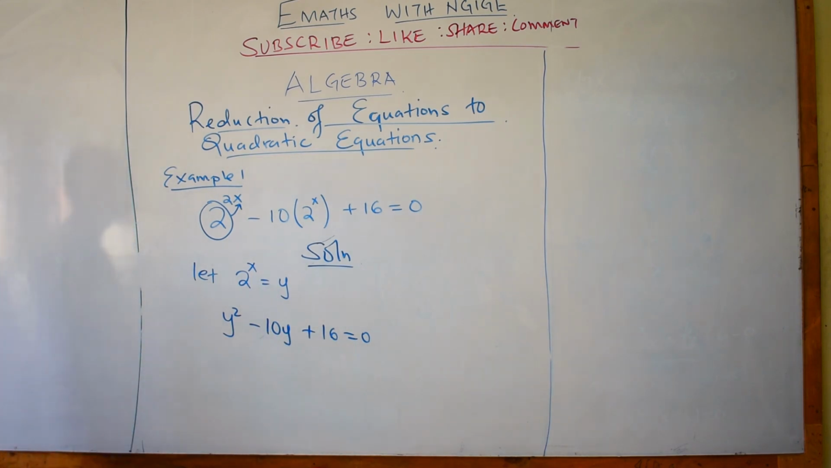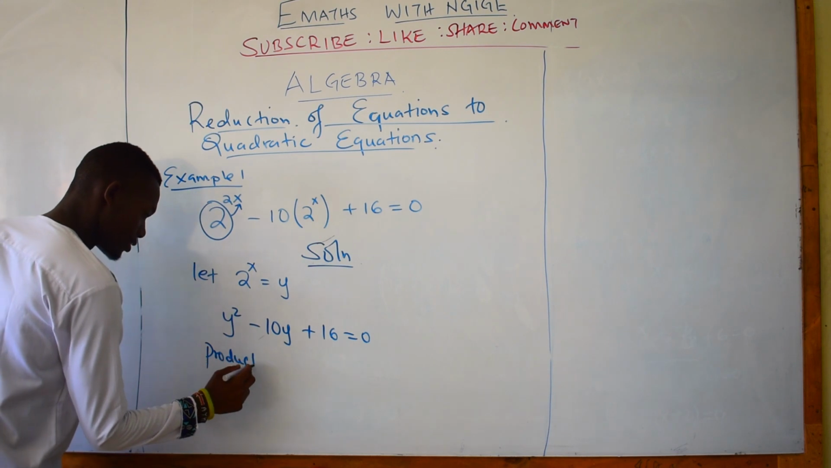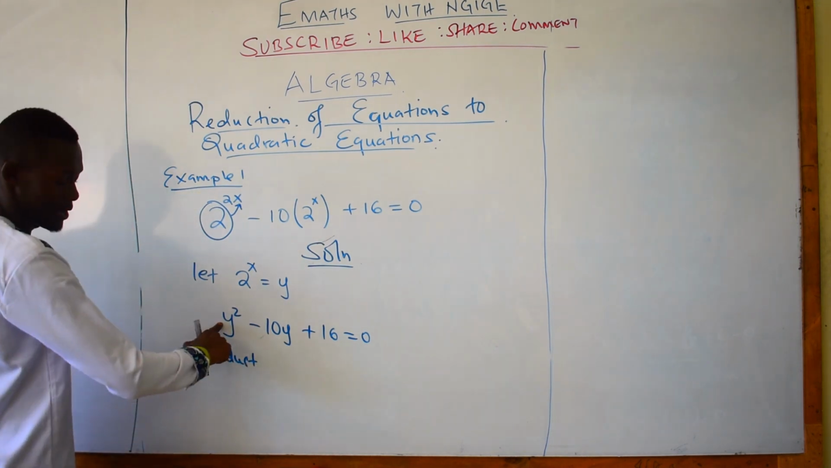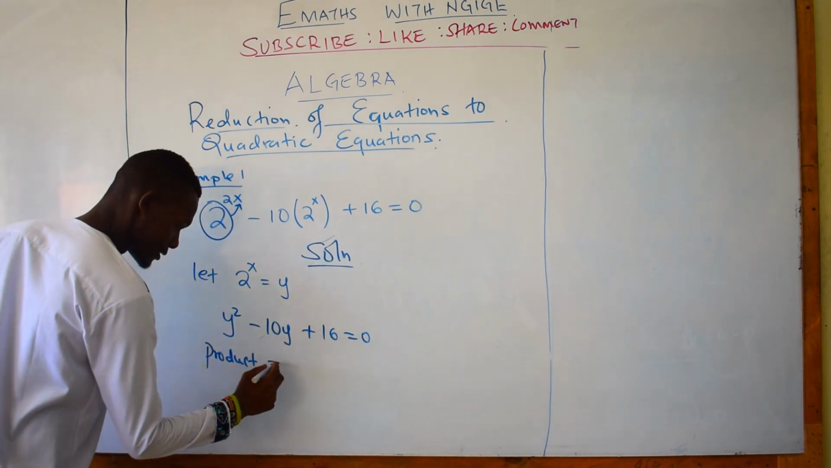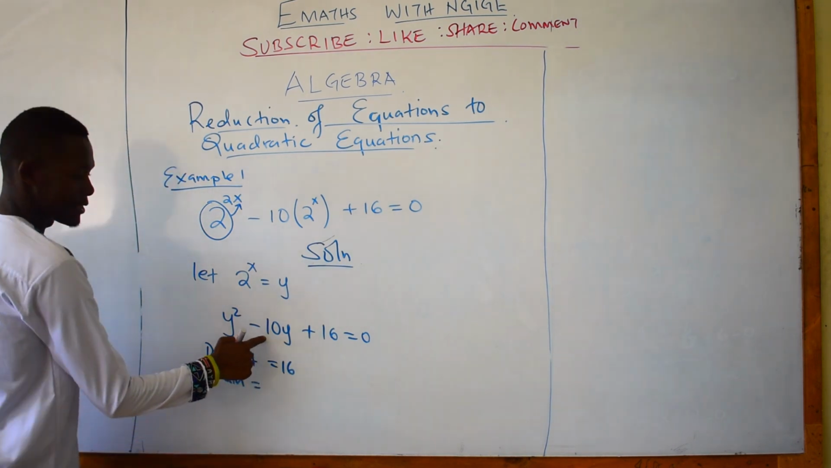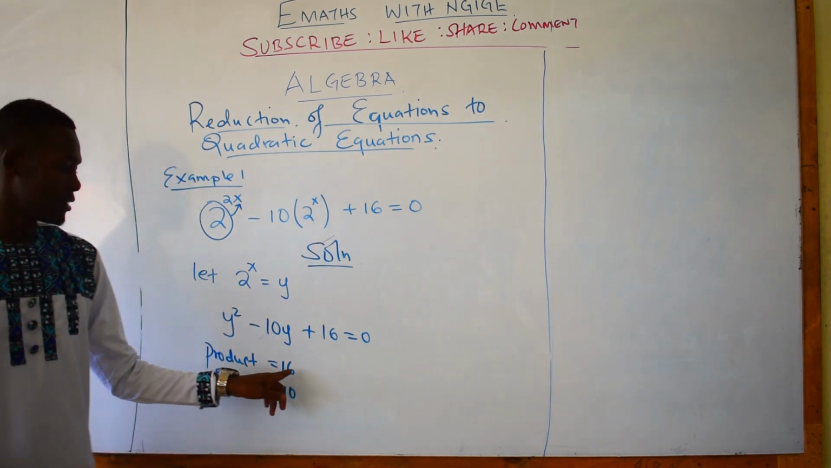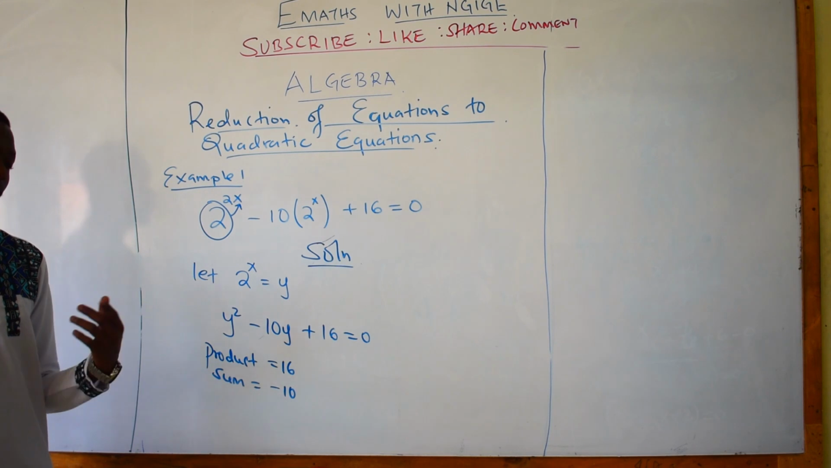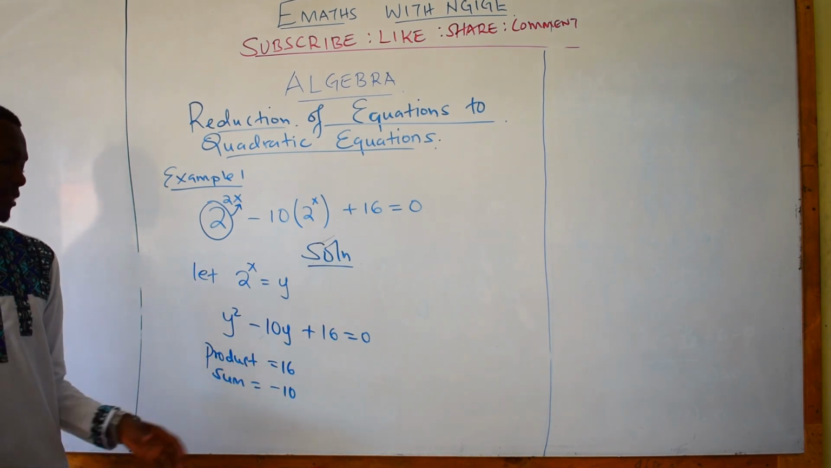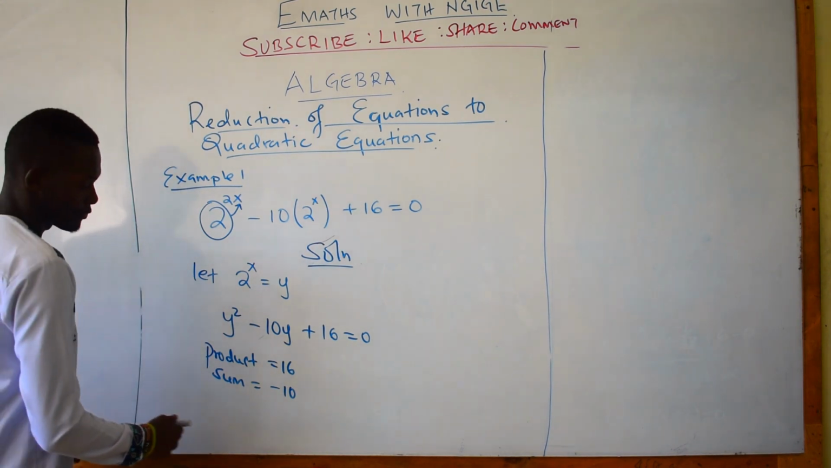So therefore, we have to solve for the values of y. Let's solve for the value of y. Now again, remember, you find two numbers whose product is AC. What is our A? Our A is 1, our C is 16. So our product should be 16, and our sum should be what? This is negative 10. And we use the product number to identify the two numbers which multiply to give you 16 and add to give you negative 10.